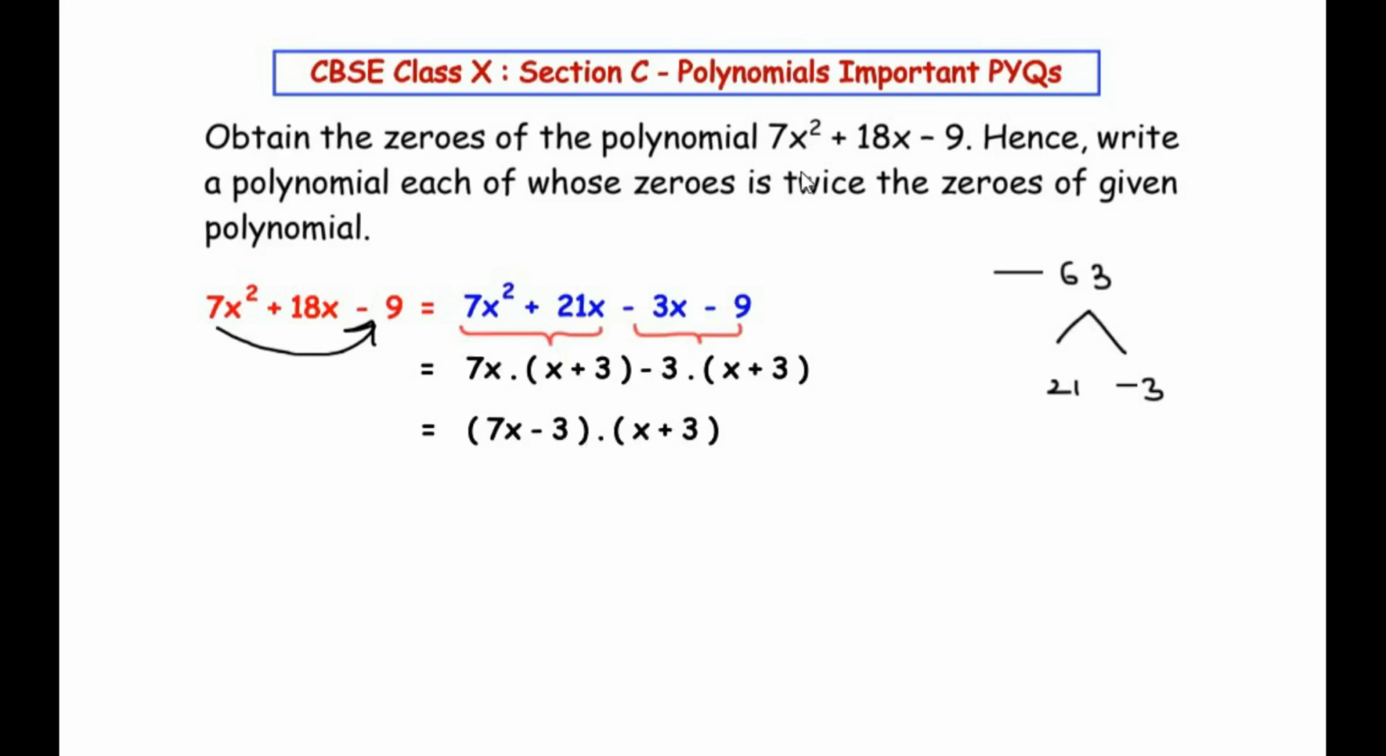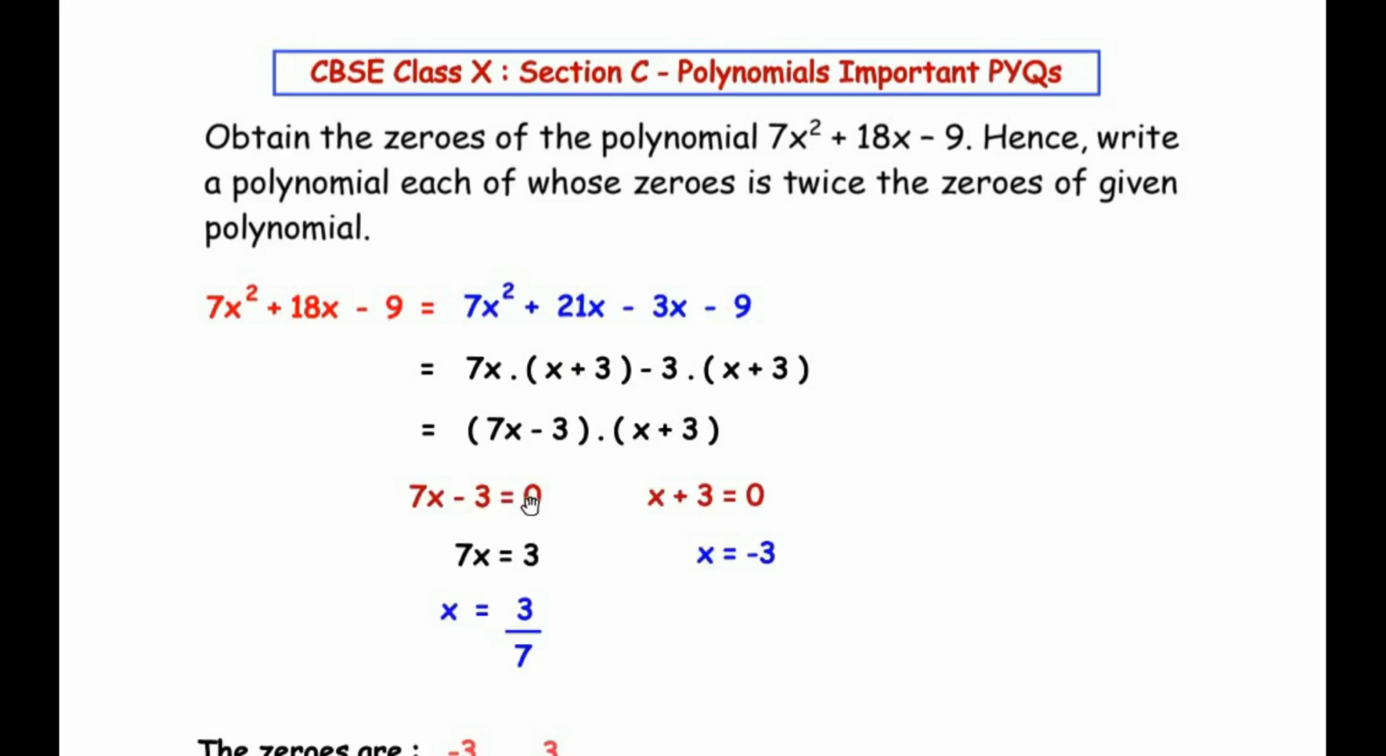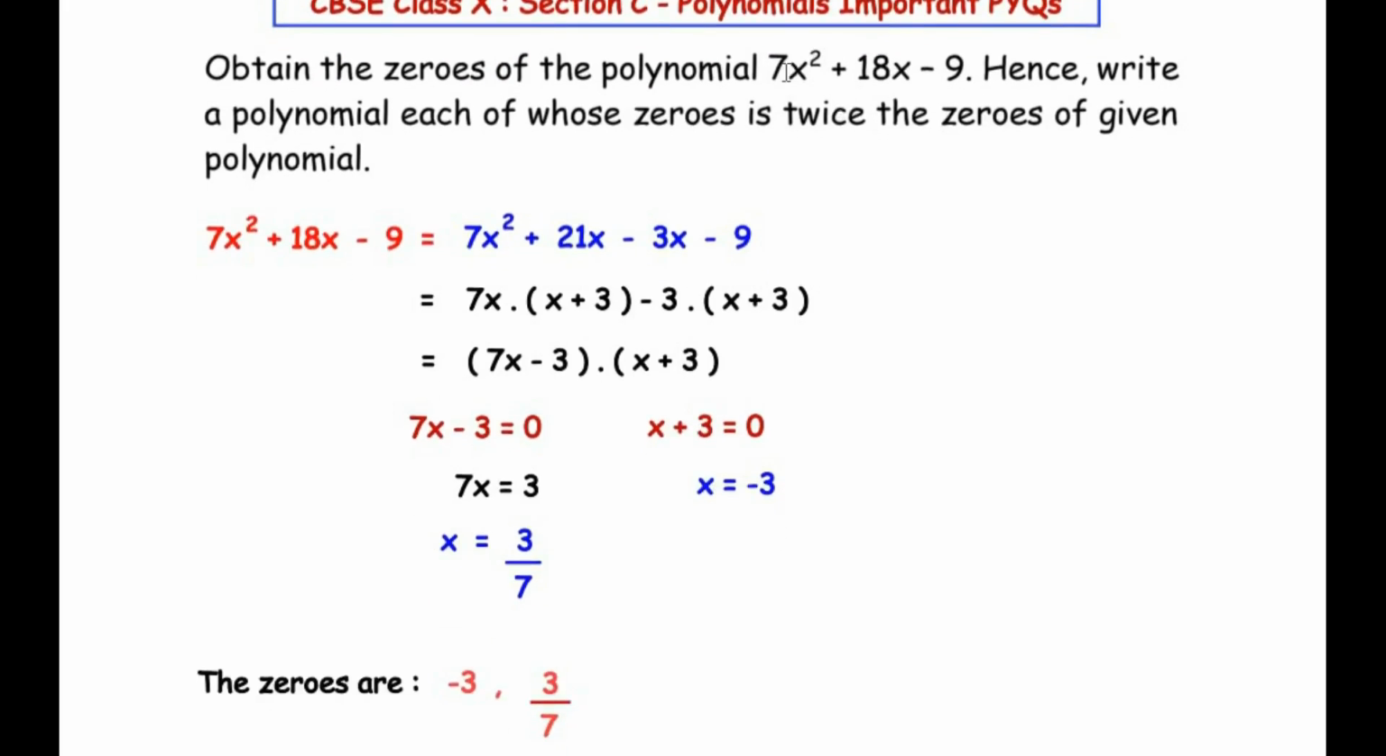So these are the two factors of this polynomial, and to find out the zeros we have to equate each of the factors to 0. So we get 7x minus 3 equal to 0 and x plus 3 equal to 0. Now let us take negative 3 to the right hand side. So we get 7x equal to positive 3. Now taking 7 to the other side of the equal sign, we get the value of the first zero as 3 over 7. Now here we are going to take positive 3 to the right hand side. So the value of the second zero will be equal to negative 3. So these are the zeros of the polynomial 7x square plus 18x minus 9, that is negative 3 and 3 over 7.